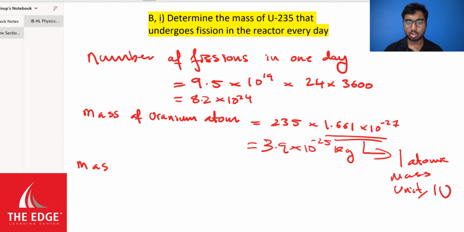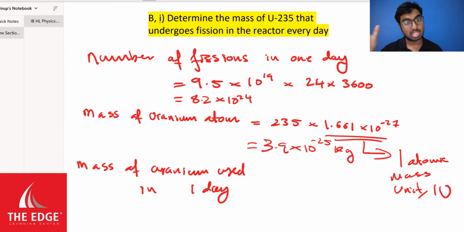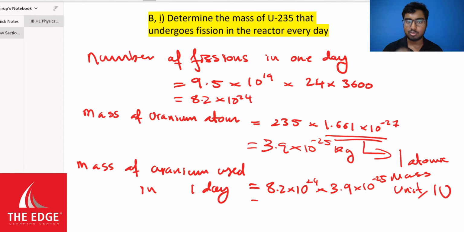Finally, moving on to the mass of uranium used each day, we can combine these two results to find the overall answer. So we use 8.2 times 10 to the power of 24, i.e. the number of fissions in a day, times 3.9 times 10 to the power of negative 25, the mass of the uranium atom, to find the total uranium mass per day, which comes down to 3.2 kilograms. Not bad, huh? Clearly highlighting the high energy density within uranium.